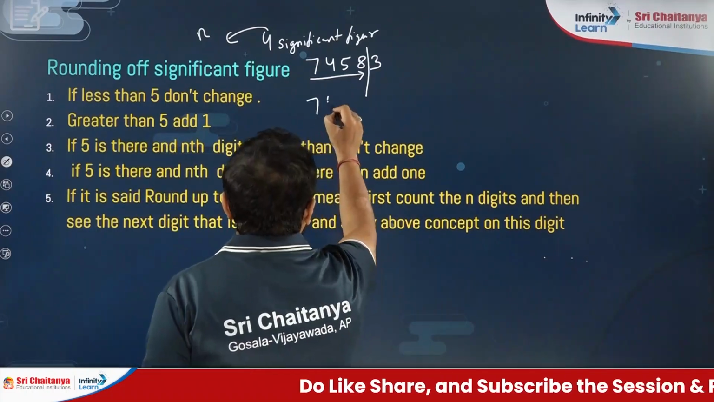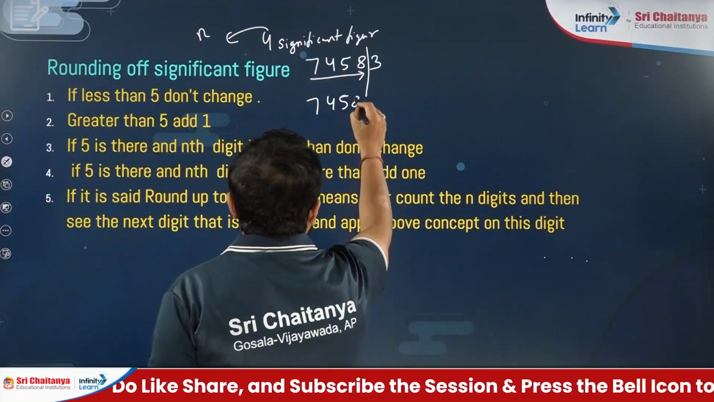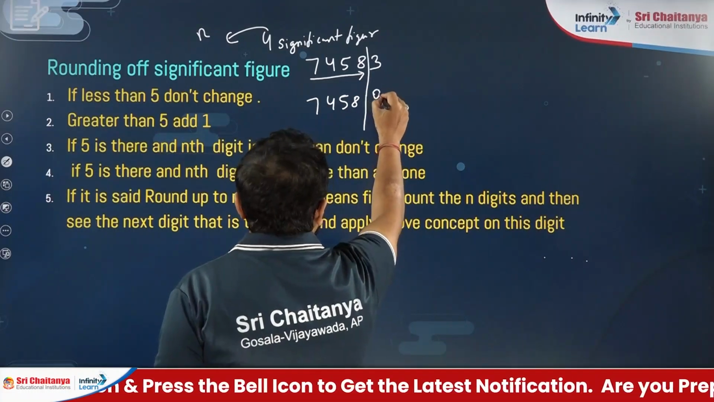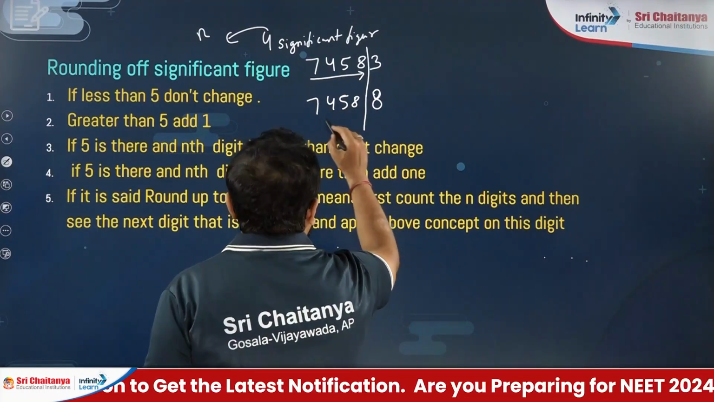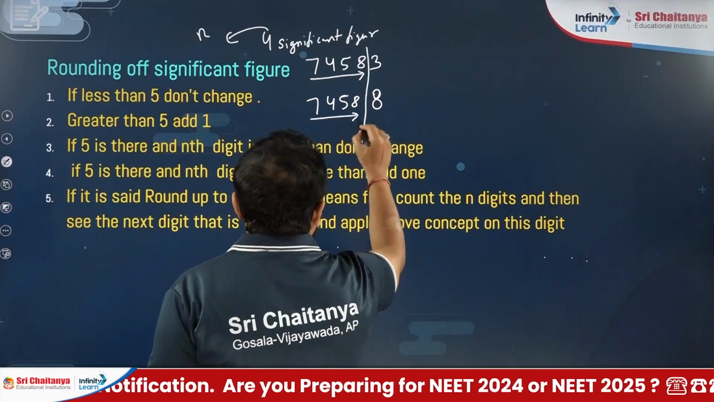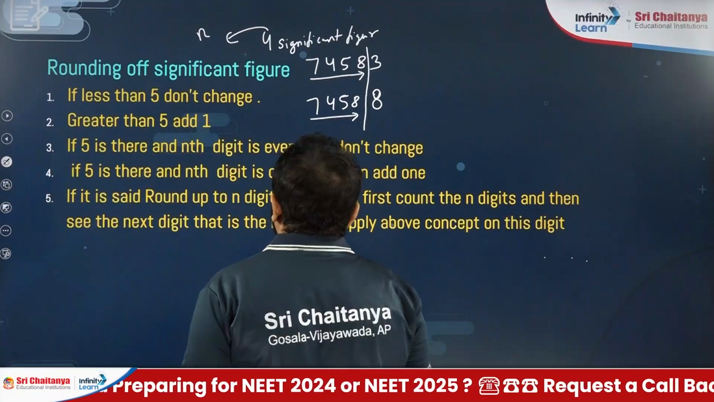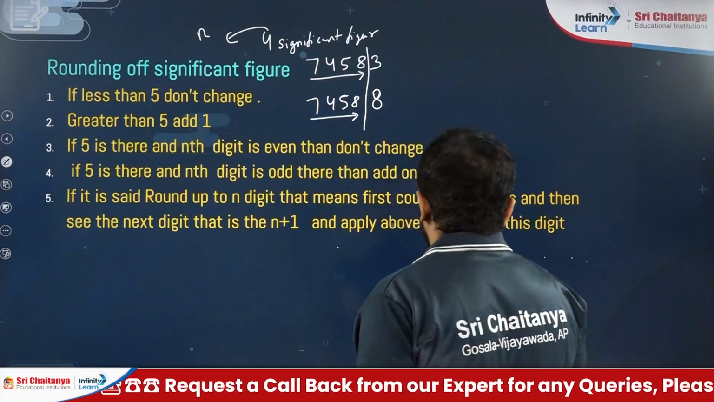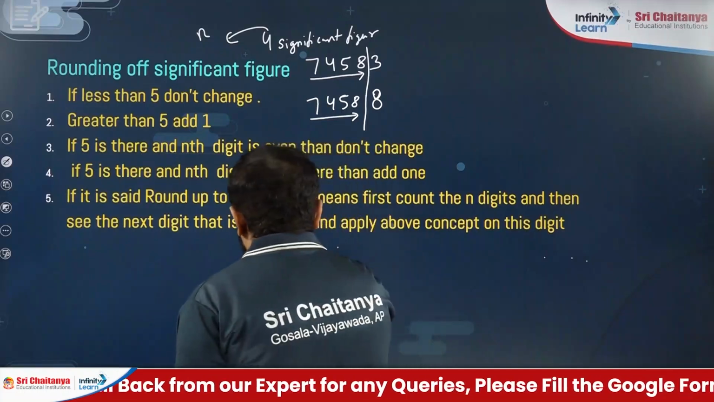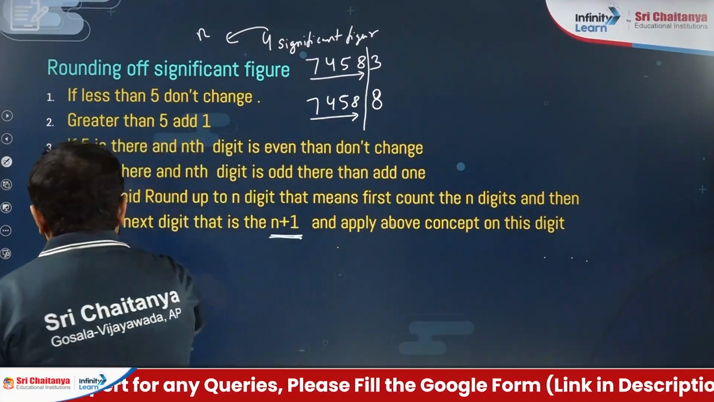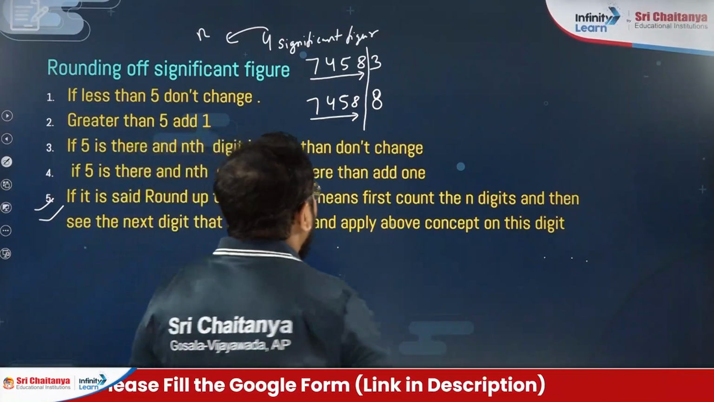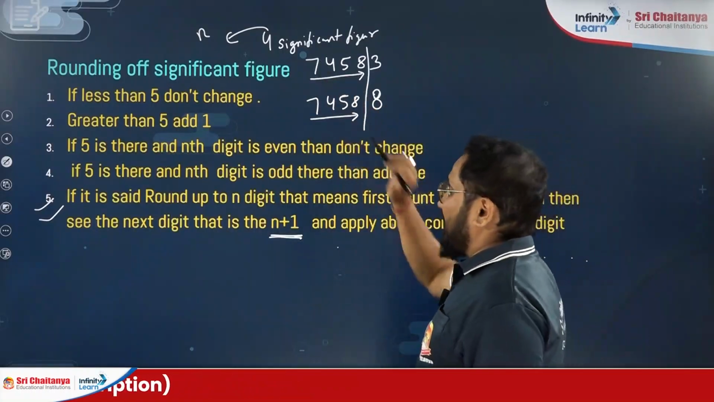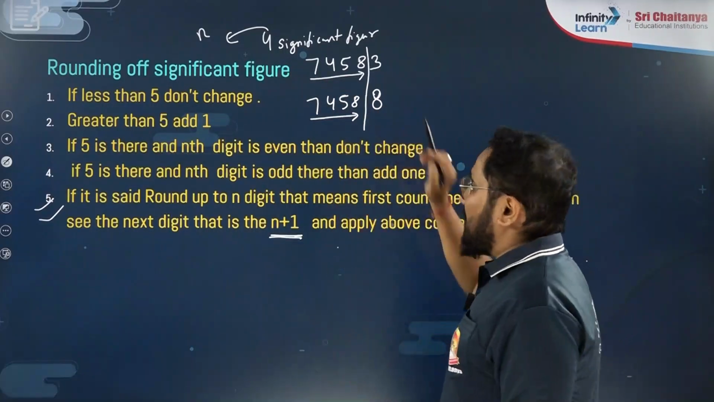If the same number exists like this, say here also 8. Now can you see? Go up to 4 and see this number, the fifth one. You always see the n plus 1th number. I have written the method on the fifth point also. So n is the significant number and you see the n plus 1th number.